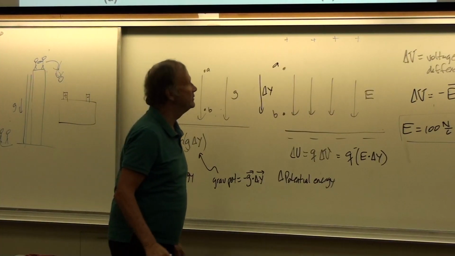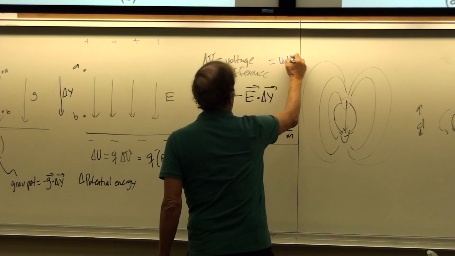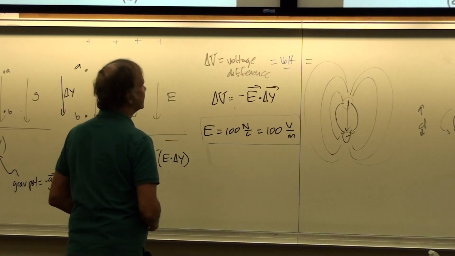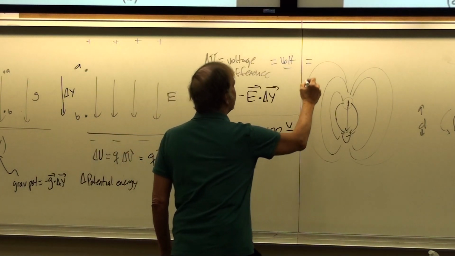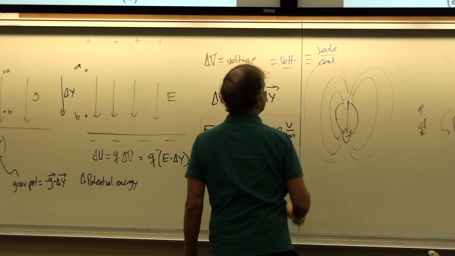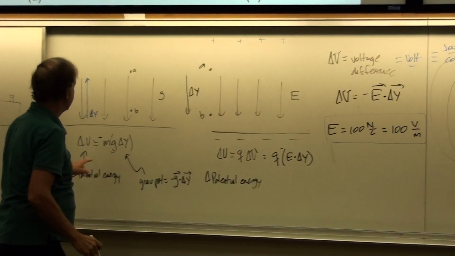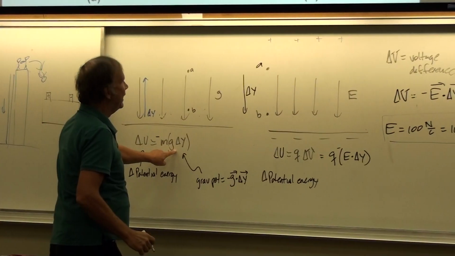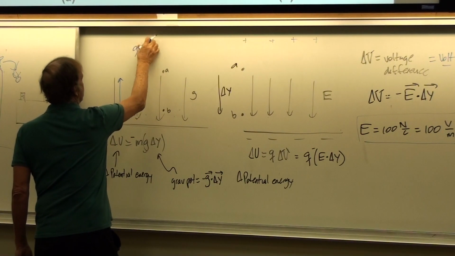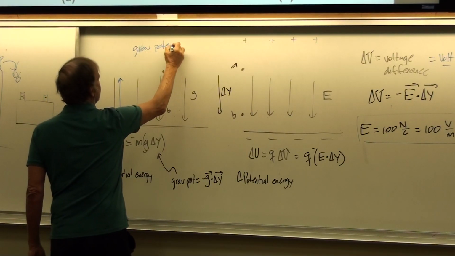So the volt is the unit of voltage, and that's named after Volta, who discovered and built the first battery. That by definition is a joule per coulomb. So that's work per unit charge. And so we could think of gravitational potential as being a joule per kilogram. We don't usually talk about gravitational potential, at least not in undergraduate classes.